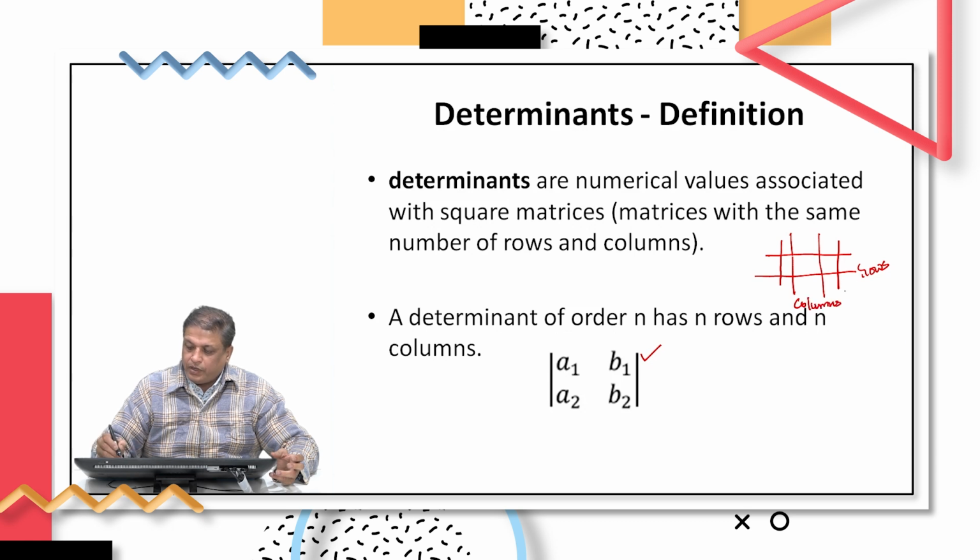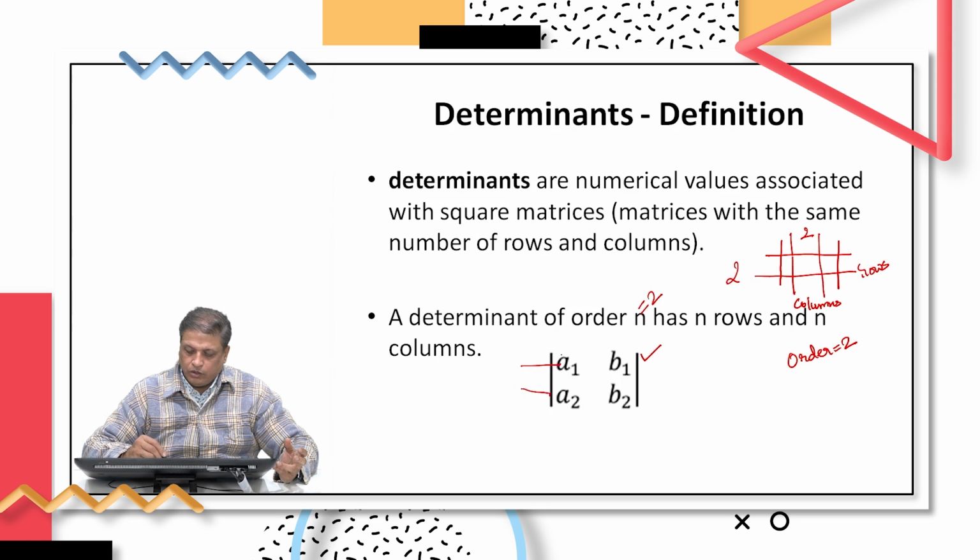So, if there are two rows and two columns, that means the determinant is of order 2. Order is equal to 2 if there are two rows and two columns. That means determinants are square matrices, where the number of rows is equal to the number of columns. In this example, the determinant is of order n equal to 2, because there are two rows and two columns.